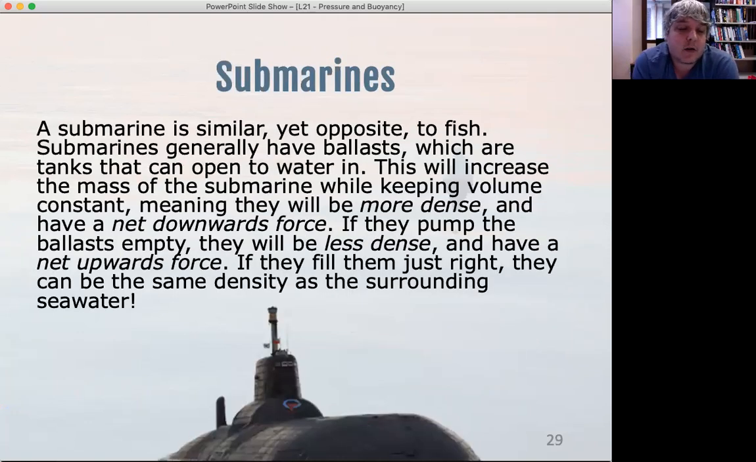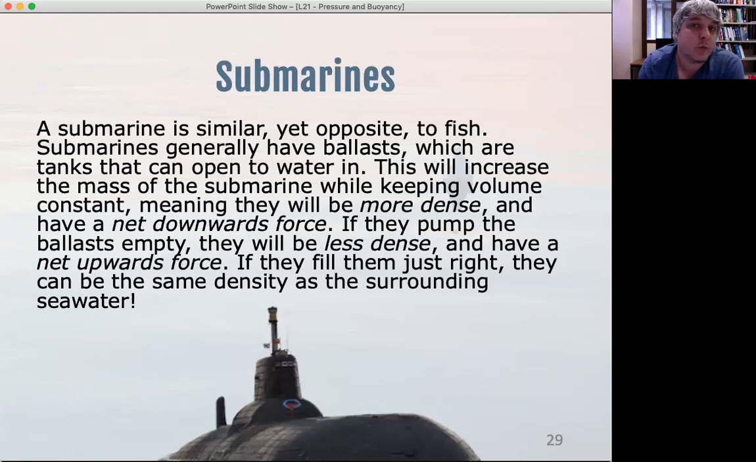A submarine is a very similar concept, yet the opposite to what we just talked about with fish. Their volume is fixed, but they can change their mass. They have tanks inside them which they can open up to fill with water, or they can pump water out of.